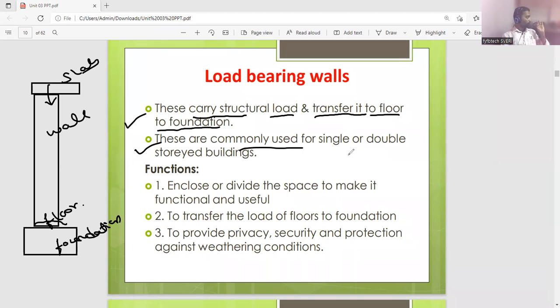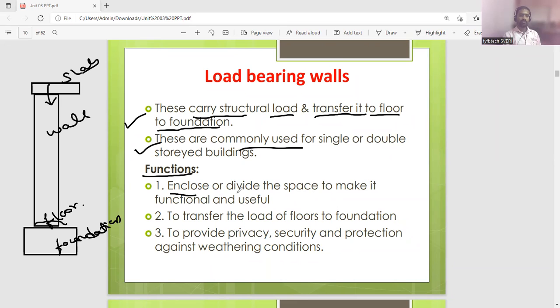These are commonly used for single or double story buildings. Load bearing is maximum 1 to 2 stories. There is no 10 story, there is no multi-story. Multi-story buildings are, is it load bearing or non-load bearing? Non-load bearing. That is RCC frame structure.